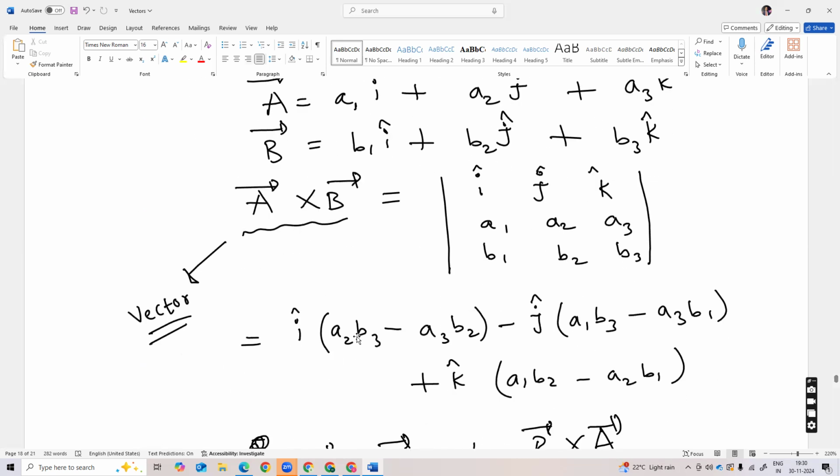It is useful in angular velocity. Angular velocity is basically written as cross product of linear velocity into radius vector. So this is how you calculate the angular velocity.